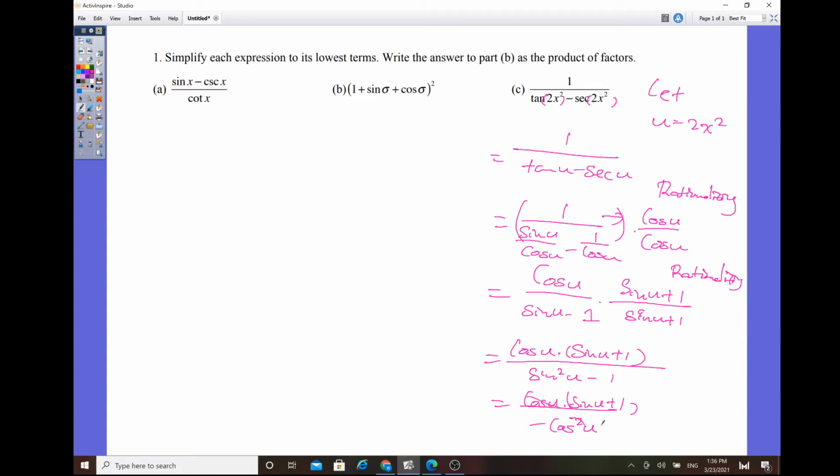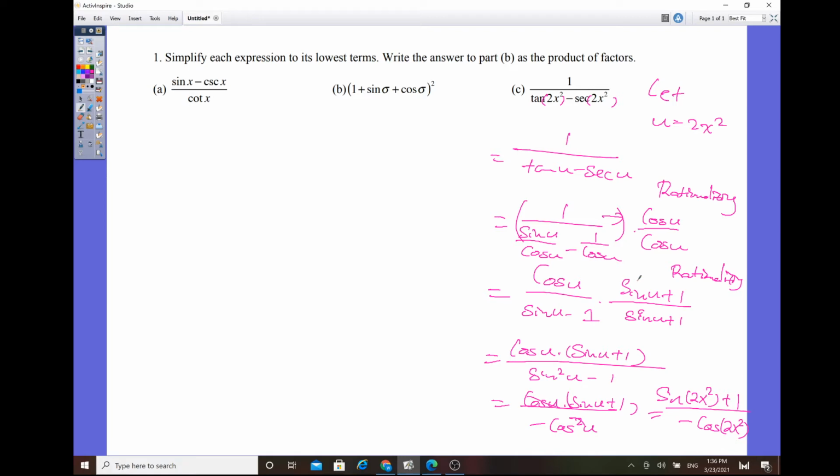Reduce. So what we found here is sine of u plus 1 over negative cosine of u. Then you plug everything back in. So u, what is that? 2x squared. So sine of 2x squared minus 1. Actually plus 1, excuse me. And then all over negative cosine of 2x squared. Okay, it is a little bit complicated because we have to rationalize it twice.